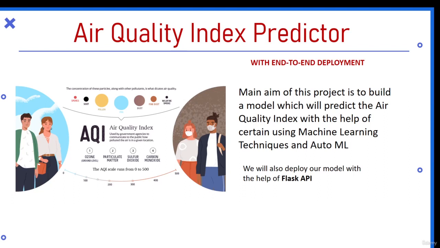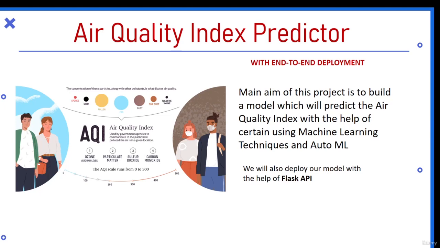In this project, we'll build a machine learning app with complete end-to-end deployment, whose main aim will be to predict the air quality index with the help of certain machine learning techniques and using auto machine learning techniques. Now, in this project, we will be deploying our model with the help of Flask API, and I'll be showing you how to use the Heroku platform to deploy our model globally.